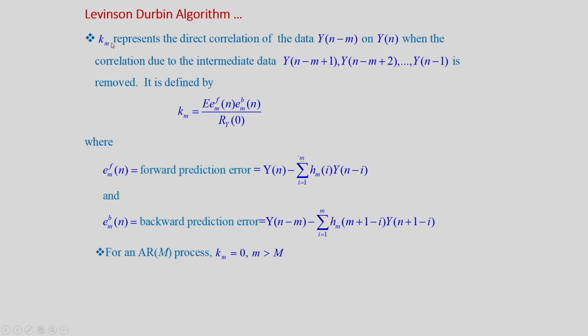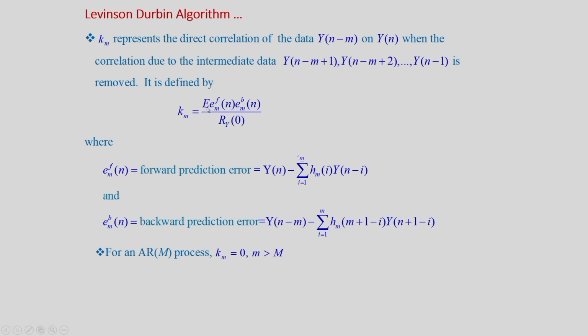k_m is a very important parameter. It represents the direct correlation of the data y(n-m) on y(n), when the correlation due to the intermediate data y(n-m+1) up to y(n-1) is removed. If we remove the correlation because of this data, then whatever correlation is present, that is measured by E of forward error into backward error divided by r_y(0), that is the partial correlation coefficient.